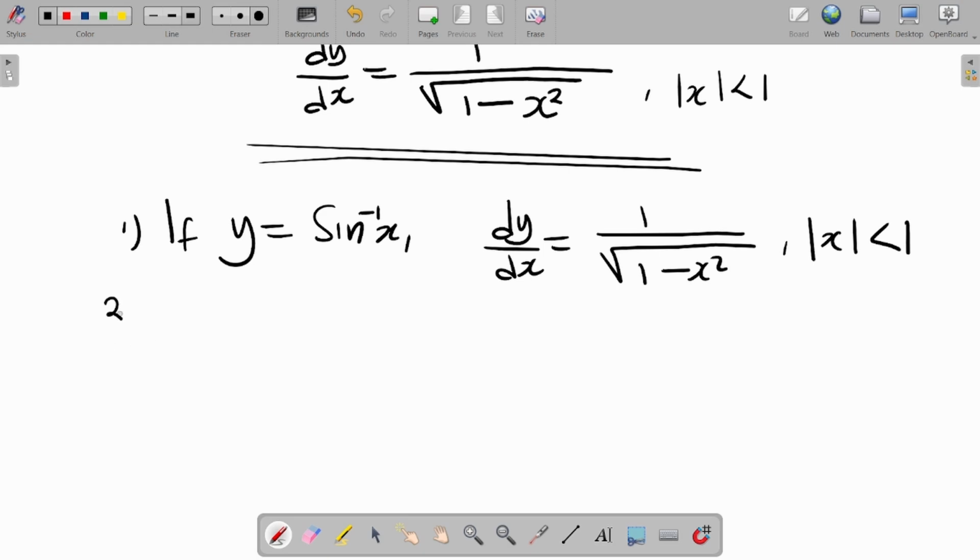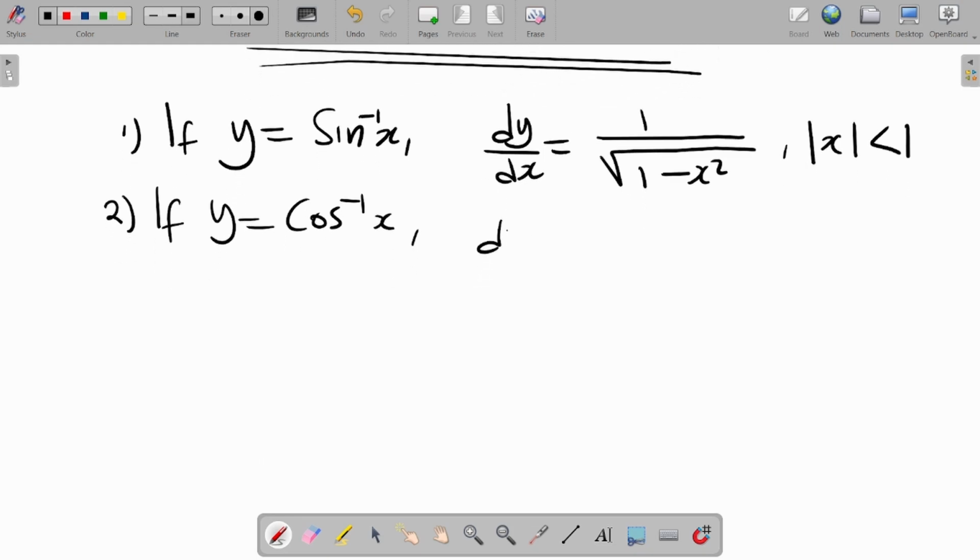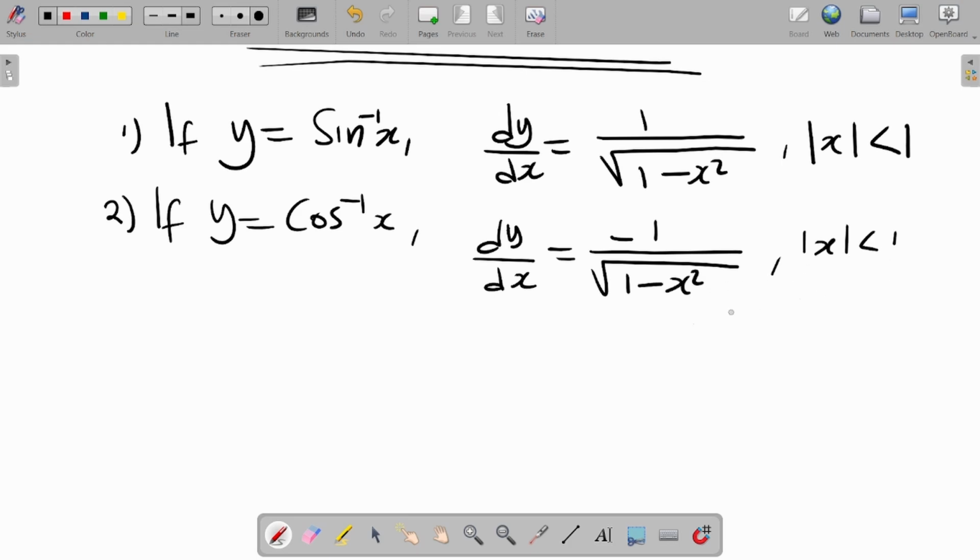Number 2, if y is equal to cos inverse of x, then dy over dx will be given by the negative of the same thing, negative 1 over the square root of 1 minus x squared. Even here, the values will be like that.